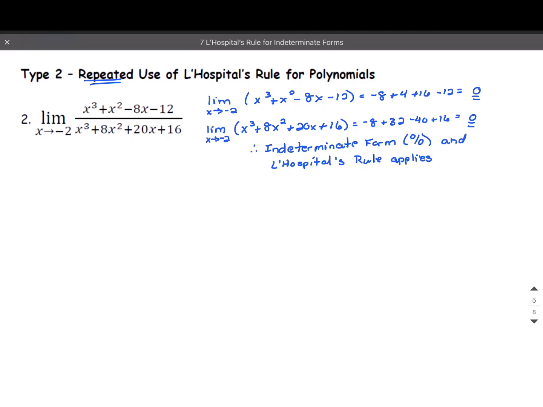So now we're going to say that this is going to become the limit as x approaches negative 2 of the derivative of the top. The derivative of x cubed is 3x squared plus the derivative of x squared is 2x minus the derivative of 8x is 8 and the derivative of negative 12 is 0. In the bottom, the derivative of x cubed is 3x squared plus the derivative of 8x squared is 16x plus the derivative of 20x is 20.